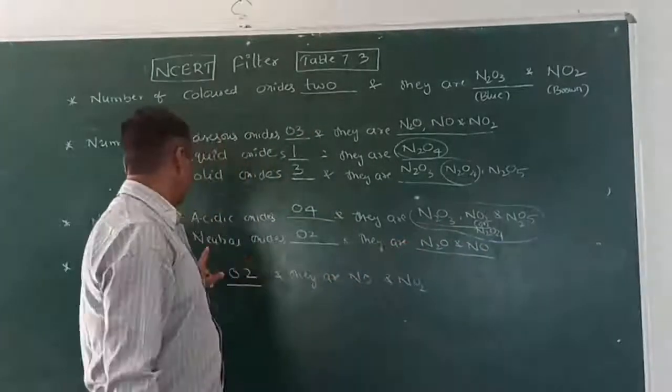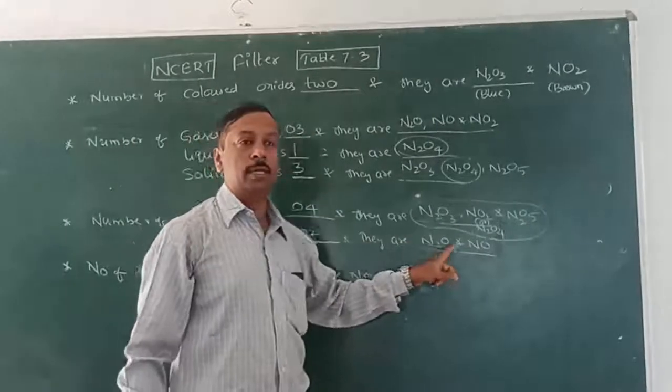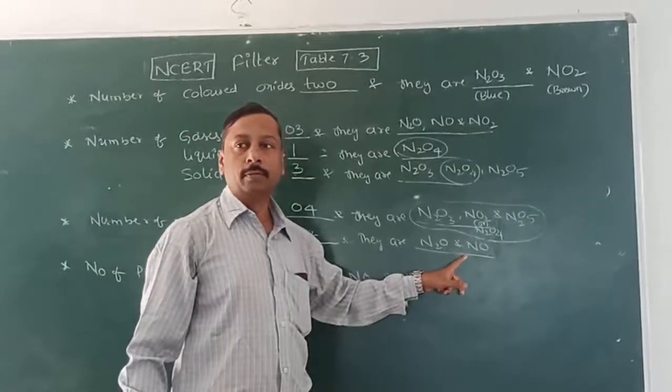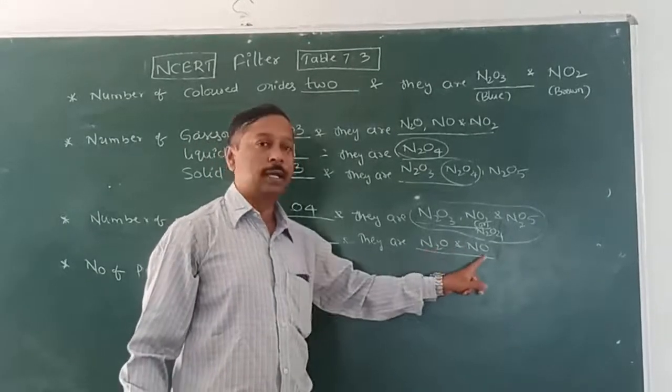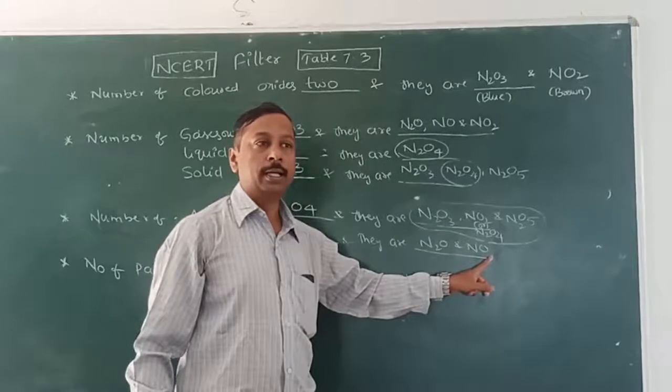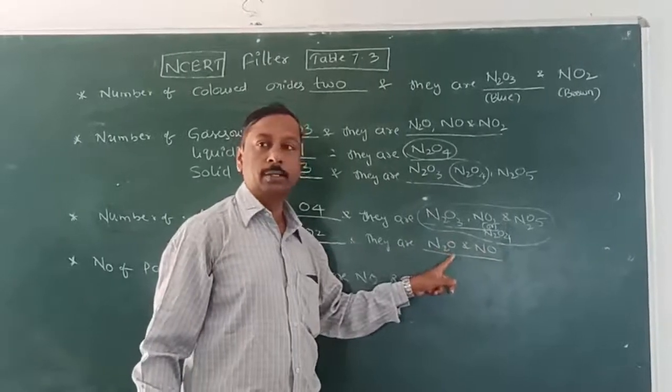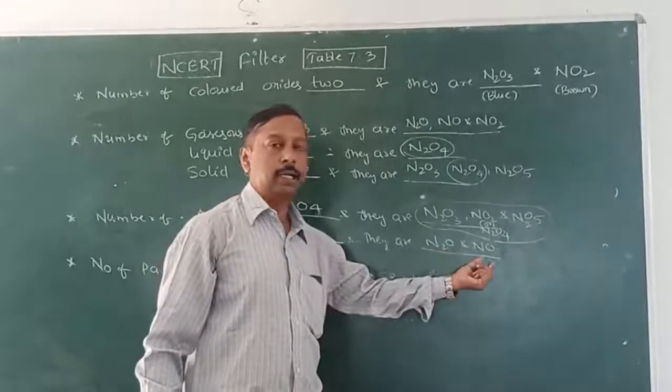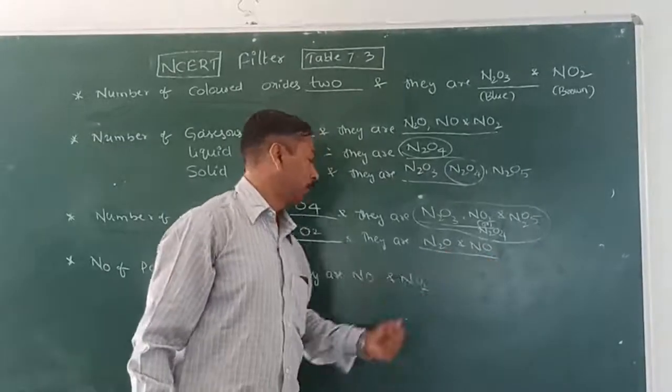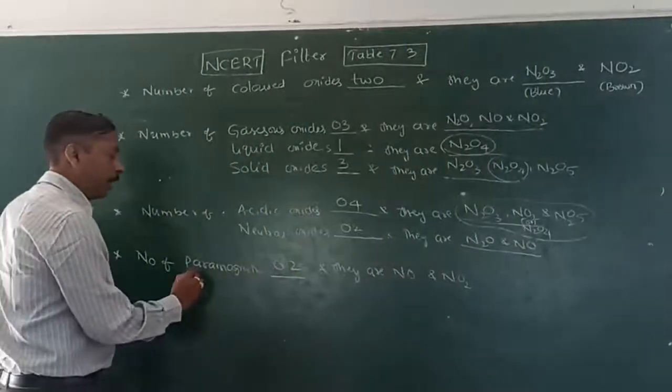Okay. Next, neutral oxides: they will never give you any acid on reaction with water. Nitric oxide and nitrous oxide. Okay. Next, paramagnetic.